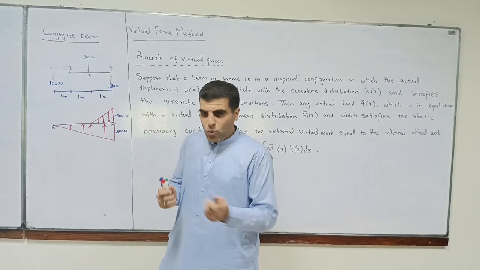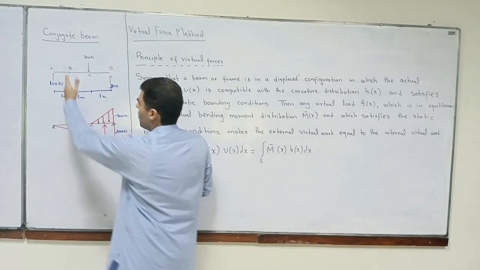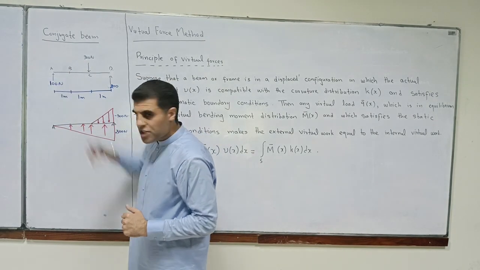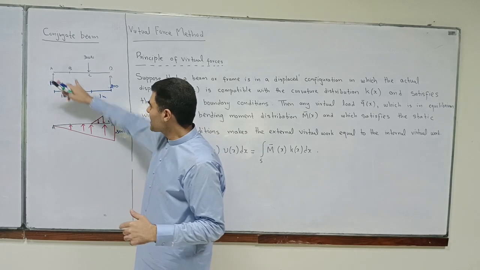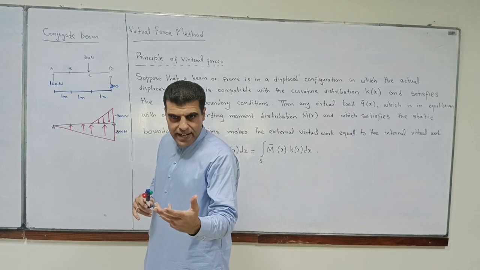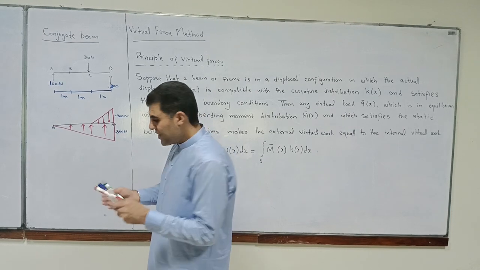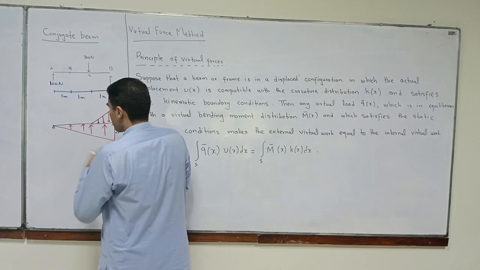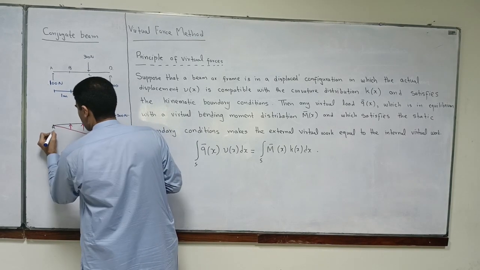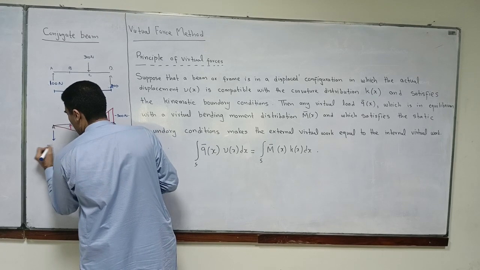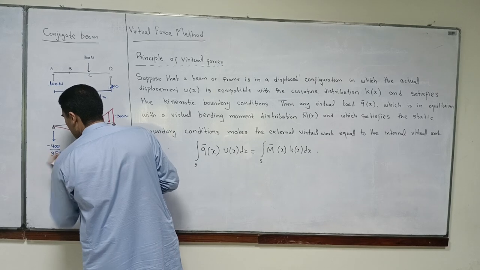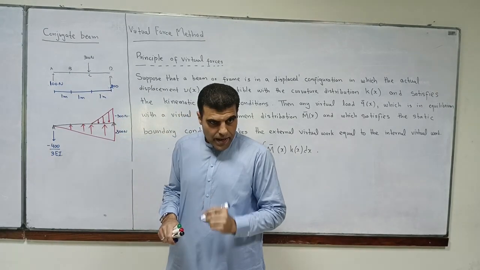And what did we get in the end? If we want to find the shear at point B, first of all we find our reaction. From the previous analysis, what was our reaction? Minus 400 over 3 EI, and it was facing down. Minus 400 over 3 EI. That was our reaction.